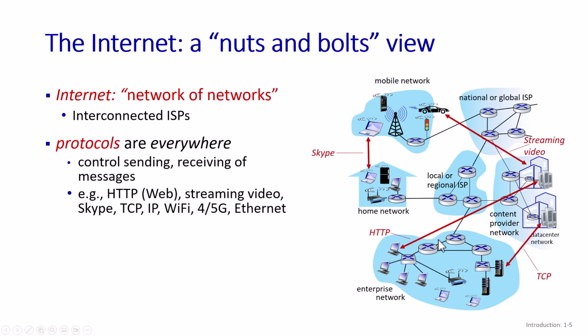Now, the internet works with protocols, and protocols are everywhere. These protocols help us control sending and receiving messages. HTTP, Hypertext Transfer Protocol, such as web, streaming video, Skype, TCP/IP, Wi-Fi, 4G, 5G, we are even talking about 6G and 7G, and Ethernet are all examples of protocols that govern the exchange of data in the internet. And we are seeing examples over here, such as IP, streaming video, 4G, Skype, Ethernet, HTTP, TCP, and Wi-Fi. We are going to learn about these protocols.